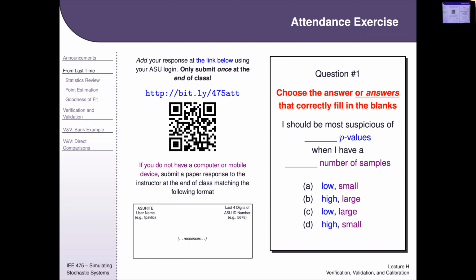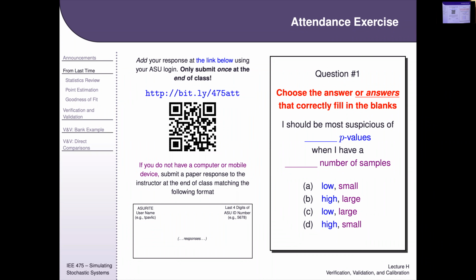So how many people would say that A is an answer to this, low p-values, small number of samples? How many people would say B is an answer to this by hands? High p-values, large number of samples. All right, what about C? Low p-values, large number of samples. All right, I've got a lot of hands for that. And what about D? High p-values, small number of samples. I've got a couple of hands for that.